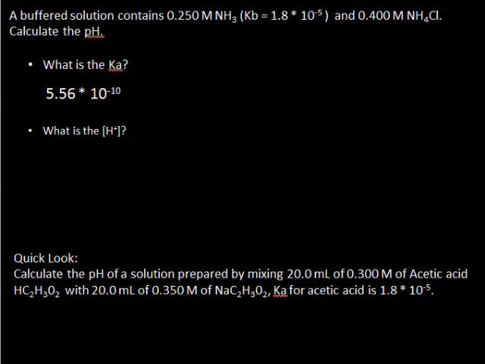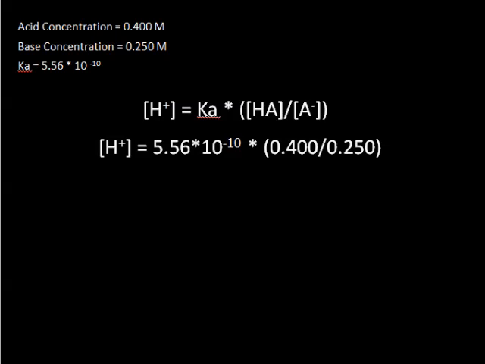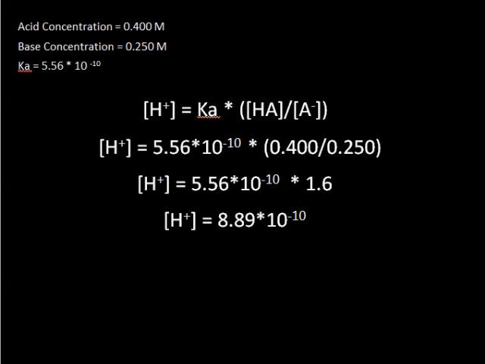So, what is the H plus concentration? The acid concentration is 0.4 and the base concentration is 0.25. And finally, you have the Ka, which was calculated in the last step. So now you have the equation. Plug everything in, and now we're going to divide 0.4 by 0.25 and get 1.6, multiplied by 5.56 times 10 to the negative 10th. And the H plus concentration is found to be 8.89 times 10 to the negative 10th.